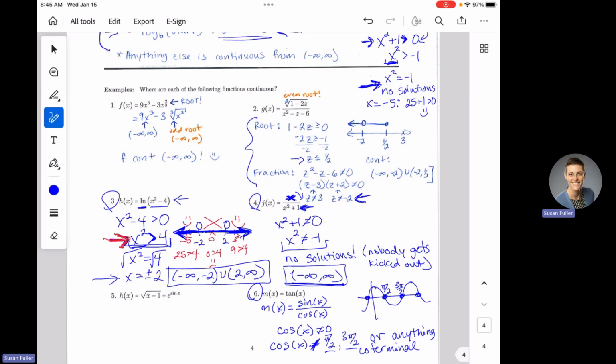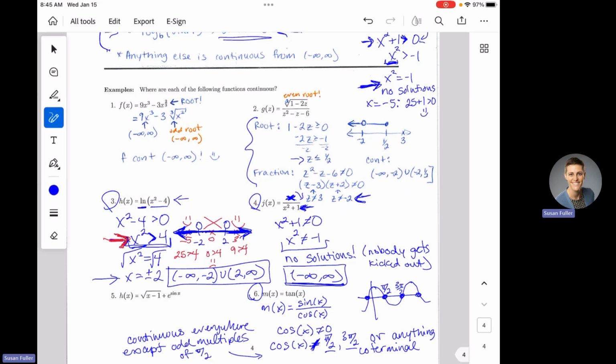Tangent has vertical asymptotes there, right? We have infinite discontinuities at all of those odd multiples of pi over 2. So this is going to be continuous. I'm all out of space here, so I'm just going to put an arrow here. So tangent is continuous everywhere except odd multiples of pi over 2.